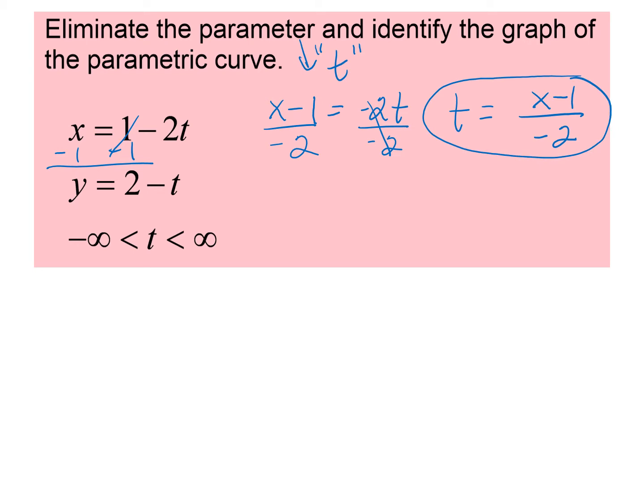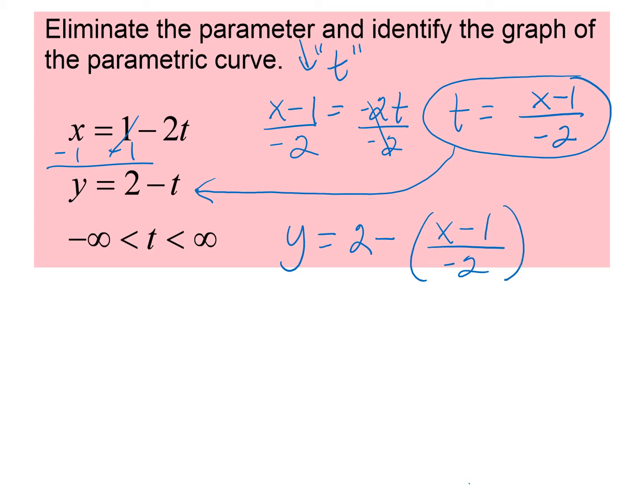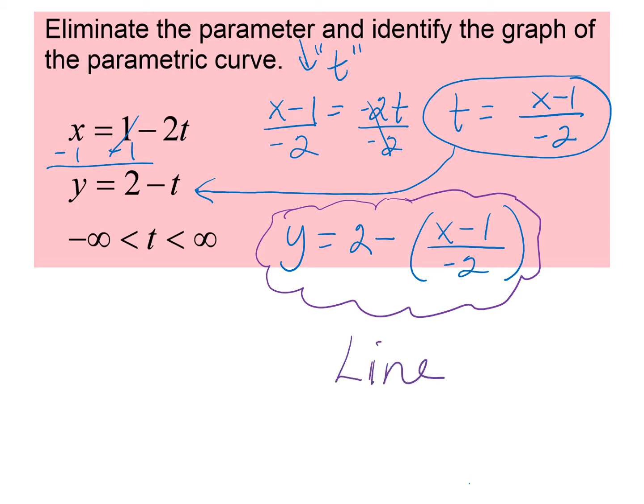Now what I'm going to do is take that value that we found for t and plug it in, kind of like your substitution method when we were solving systems of equations. So I'll get y equals 2 minus (x minus 1) over negative 2. Now we could simplify that if we wanted to. I don't feel that it's necessary. That is my answer. I notice it's a y equals, there's numbers and x, so I can tell that this is going to be the graph of a line.